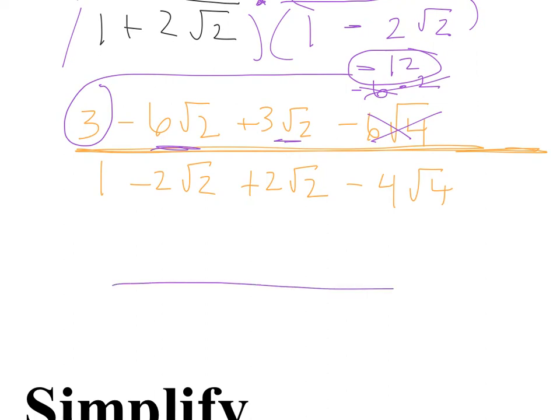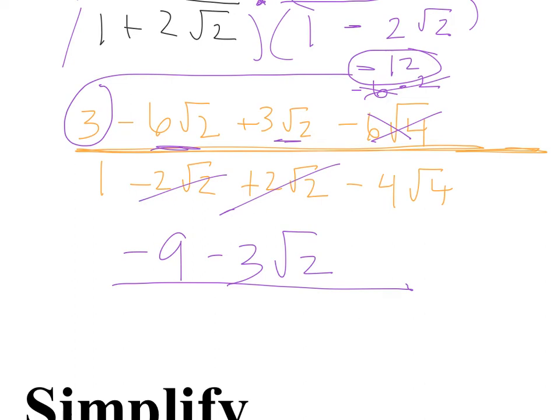So I have on top 3 subtract 12, which would give me a negative 9. And negative 6 plus 3 gives me a negative 3. Again, negative 6 plus 3 gives me a negative 3, square root 2. On bottom, these two cancel out. And if they didn't, you did something wrong.